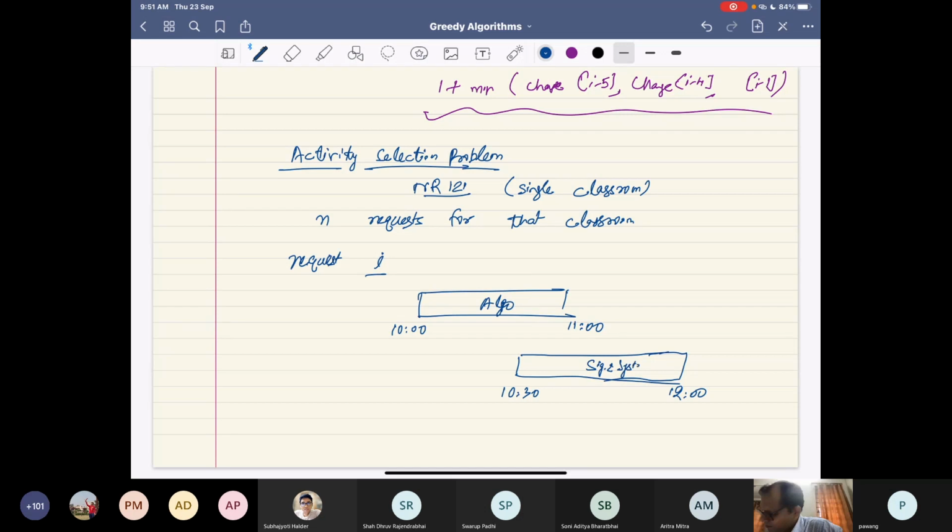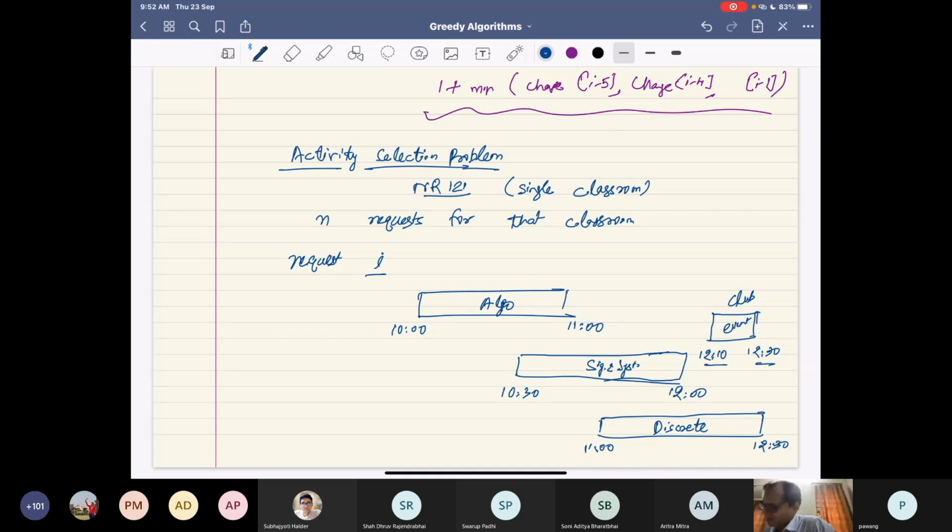Now there may be a request from 11 to 12:30 for something like discrete. And there may be another request, from 12:10 to 12:30, a club event. And so on. So different people can send their requests: I want this room from this time to this time.